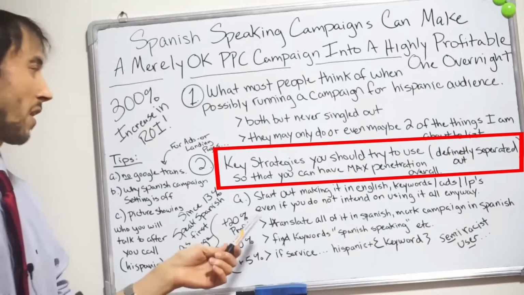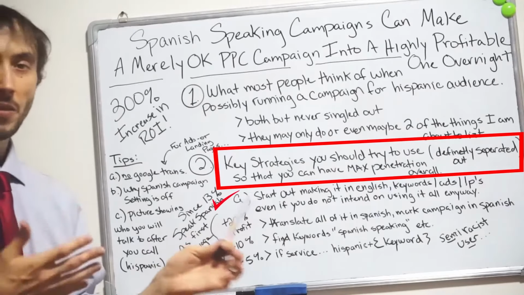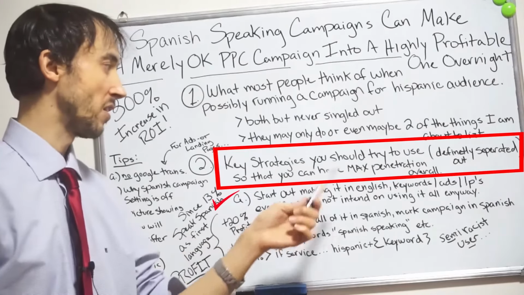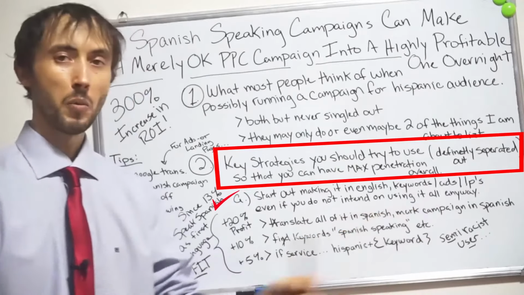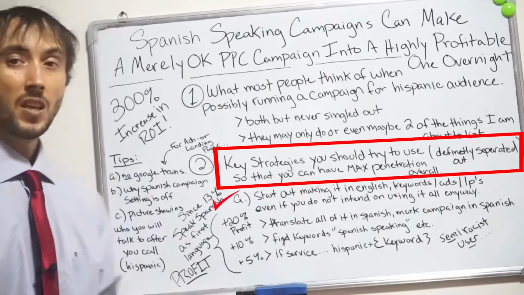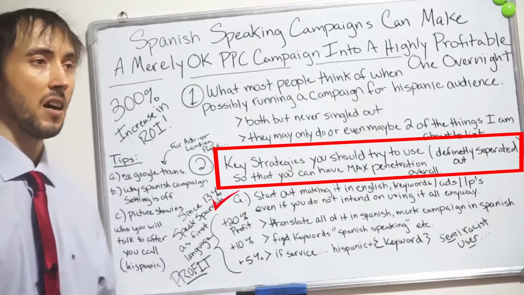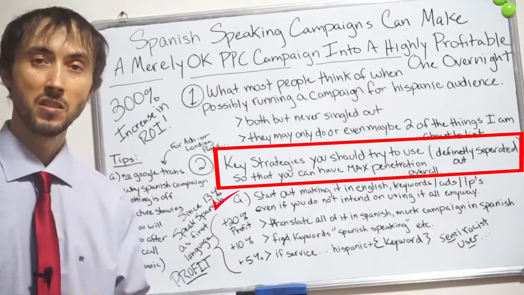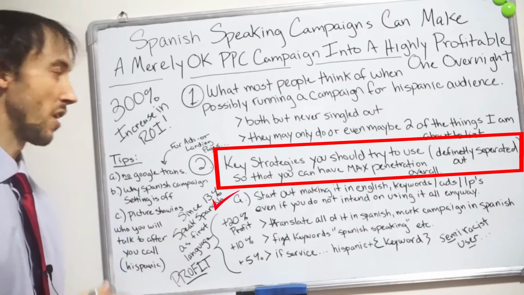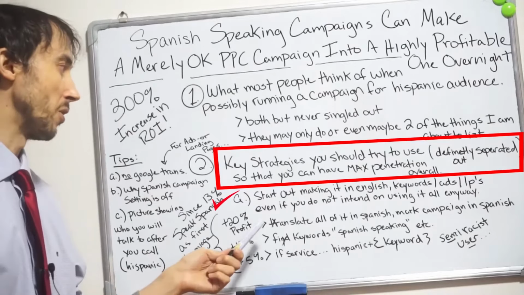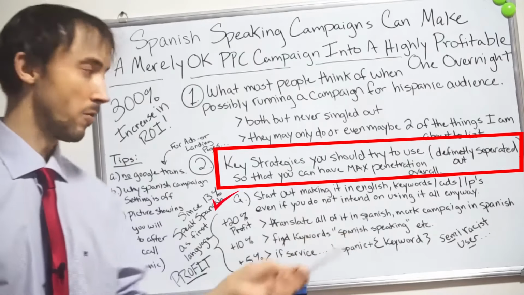So anyway, the first thing is the obvious thing: start out making your campaigns in English. Keywords, ads, landing pages, if you haven't done it already. Even if you're not going to use any campaigns in English, you'll do that anyway. That's the first starting step you have to go through, even if you don't intend on using it.